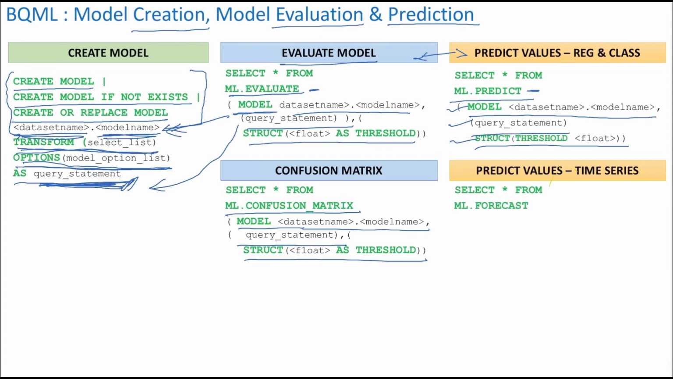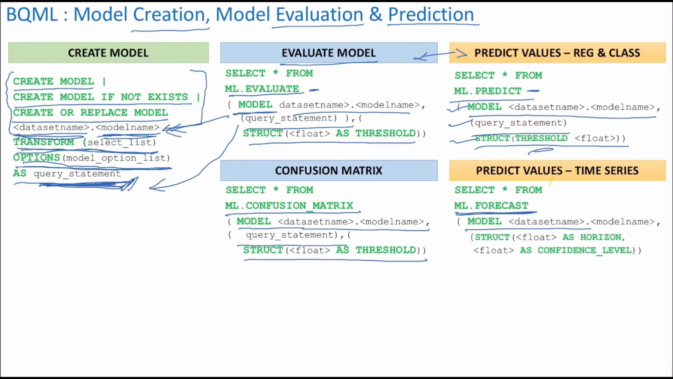So what you're doing is, instead of ml.predict, you're using ml.forecast for time series models. Again, you're giving the model name. You're giving 2 different parameters here. Here you are giving the threshold. In this case, you are giving what is the forecast horizon. So you're giving that as a number.